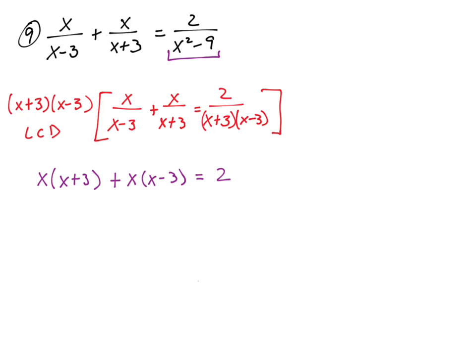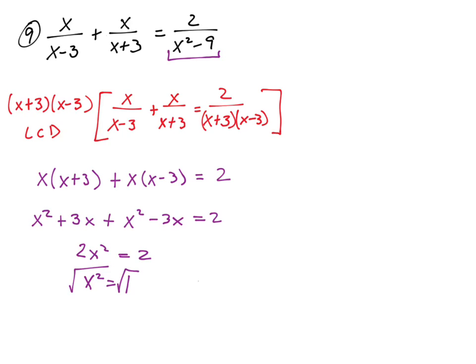Now we just need to clean it up again. So this is x squared plus 3x plus x squared minus 3x equals 2. Combine your like terms: you've got 2x squared equals 2 because the 3x's cancel. We'll divide by 2, so x squared equals 1. Then we square root, and in this case, x is going to equal plus or minus 1. In both cases, we can test for extraneous solutions.